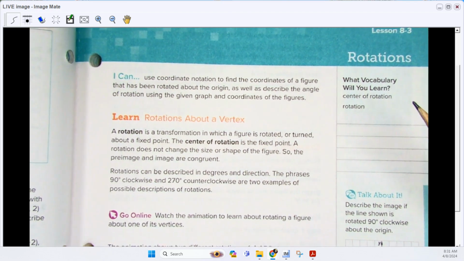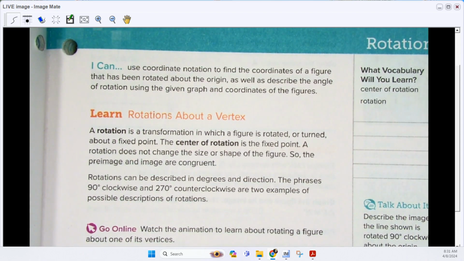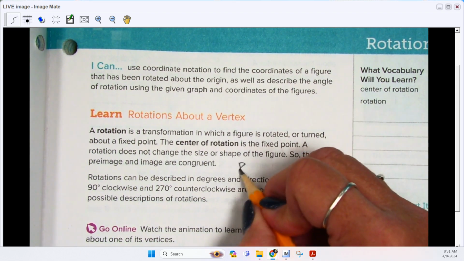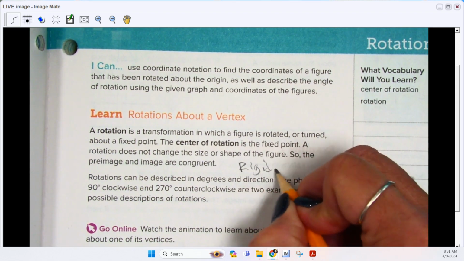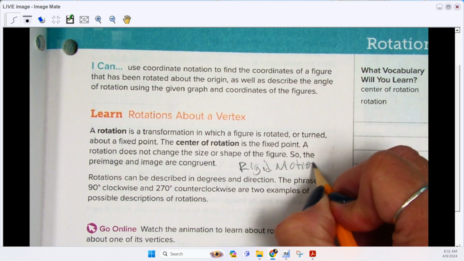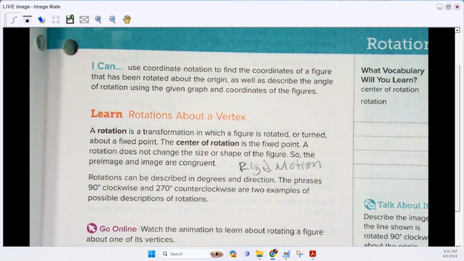Rotation does not change in size or shape, so the pre-image and the image are congruent. That means they are a rigid motion. Remember, this is rigid motion. Rotations can be described in degrees and direction. The phrases 90 degrees clockwise and 270 degrees counterclockwise are two examples of possible descriptions of a rotation.